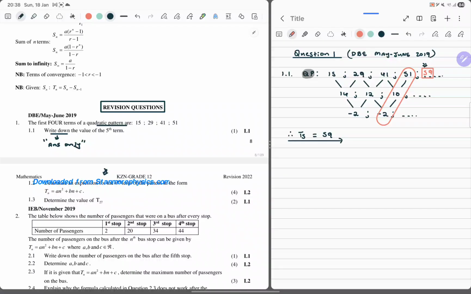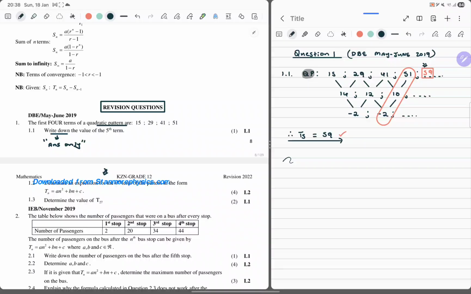Remember, always write the answer. But usually, an answer only here is accepted. Another student may decide that there would be another 2 here. Then say 10 minus 2 gives us 8. Or we can say minus 2 plus 10 is 8. And then we say 8 plus 51 would still give us 59. However one looks at this, please get it right.